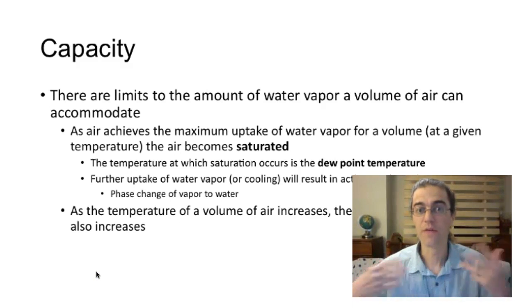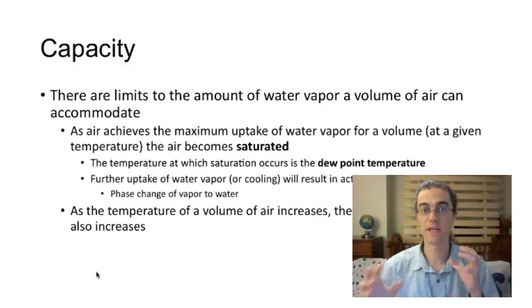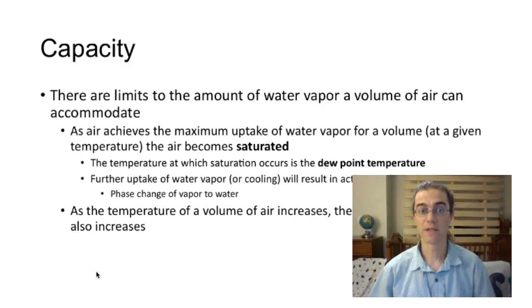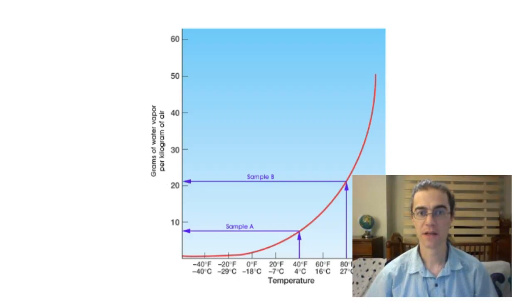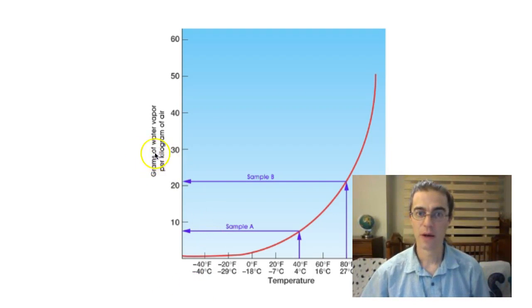But a further uptake of water vapor or cooling will result in active condensation. This is the phase change of vapor to water. And as the temperature of a volume of air increases, the water vapor capacity also increases. So let's take a look at that in terms of a neat chart here. We have on the y-axis grams of water vapor per kilogram of air.